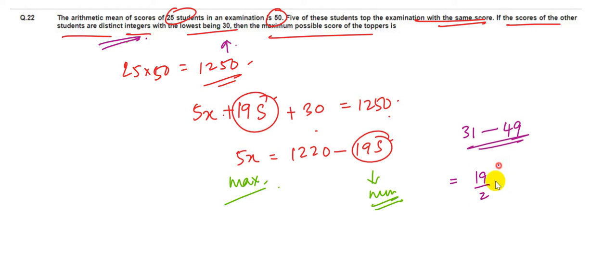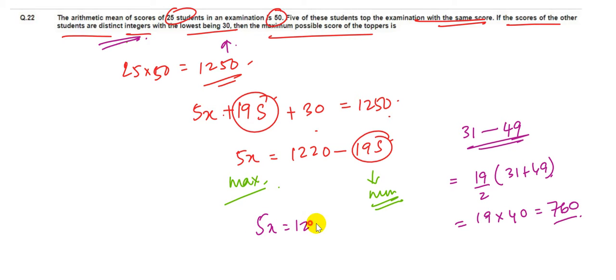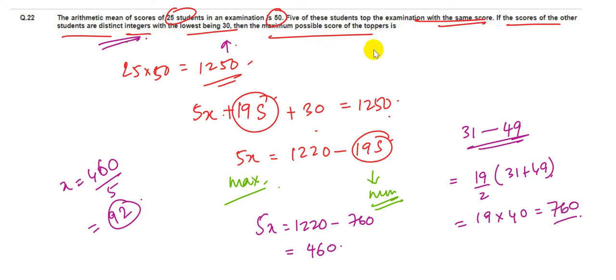19 by 2 into (31 plus 49), which is 19 into 80 by 2, that's 40, which is 760. So 5x is 1220 minus 760, which is 460. So x is 460 by 5, that's 92. So the maximum possible score of the toppers is 92 each.